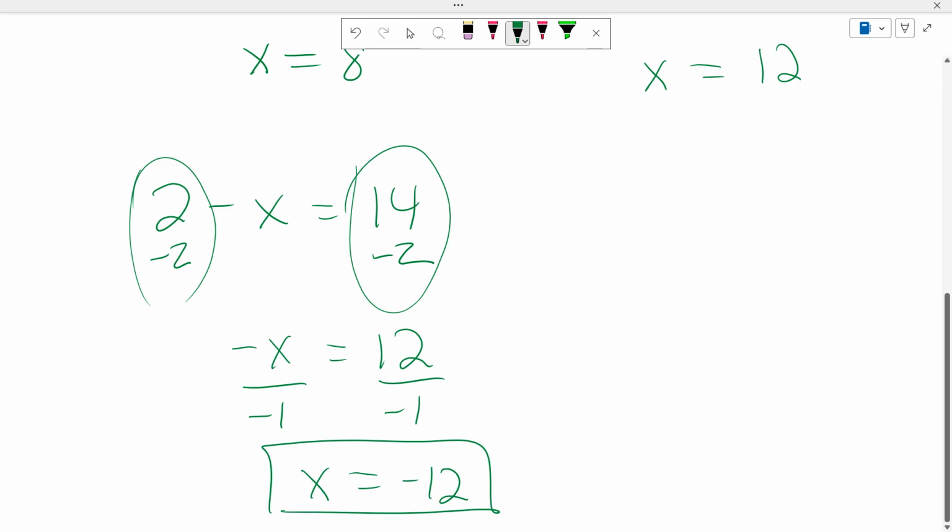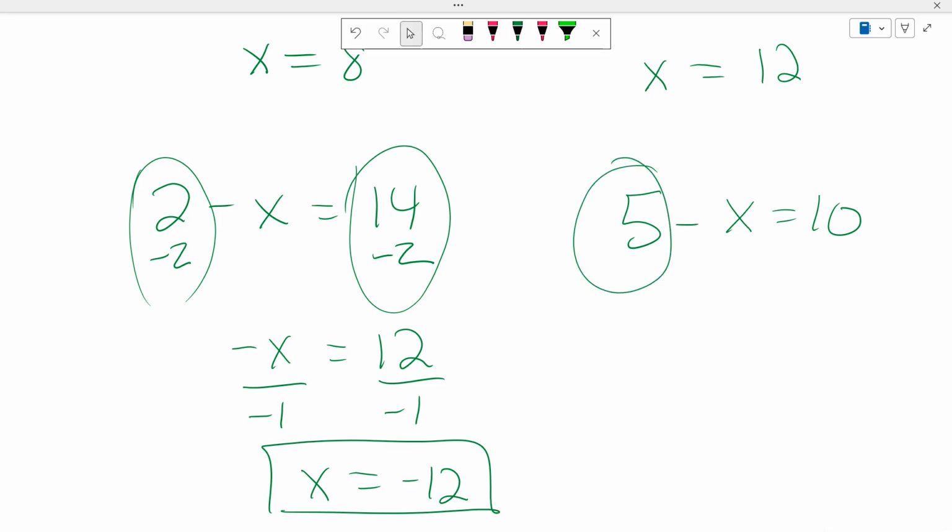Okay, let's do one more of those. 5 minus x equals 10. Okay, so 5 minus x equals 10, I have a 5 here. I don't have a negative 5. I have a negative x, not a negative 5. So I have a 5 here. So to get rid of the 5, what do we do? Add or subtract 5? Subtract 5.